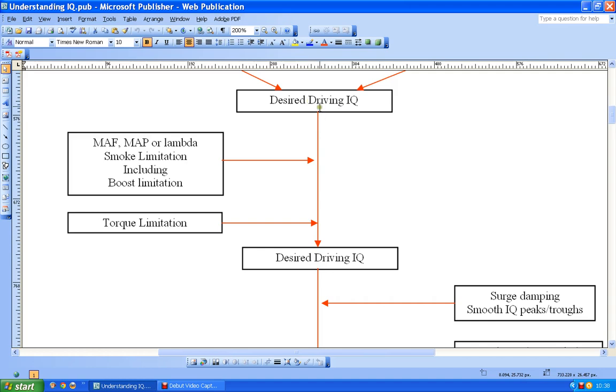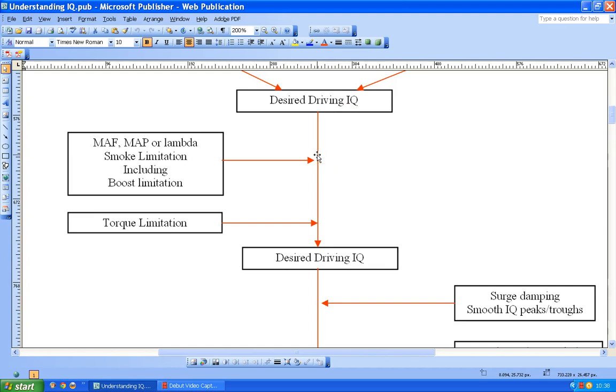So before this desired driving injection quantity can become a real desired driving injection quantity, if you've been looking at the maps, you obviously know it's got to go through a whole load of other maps to be tweaked and changed. There will be a MAF or a MAP or a lambda based smoke limitation of some description which will knock this desired driving IQ down to a smoke limited IQ. So in other words, limited by the amount of available air.